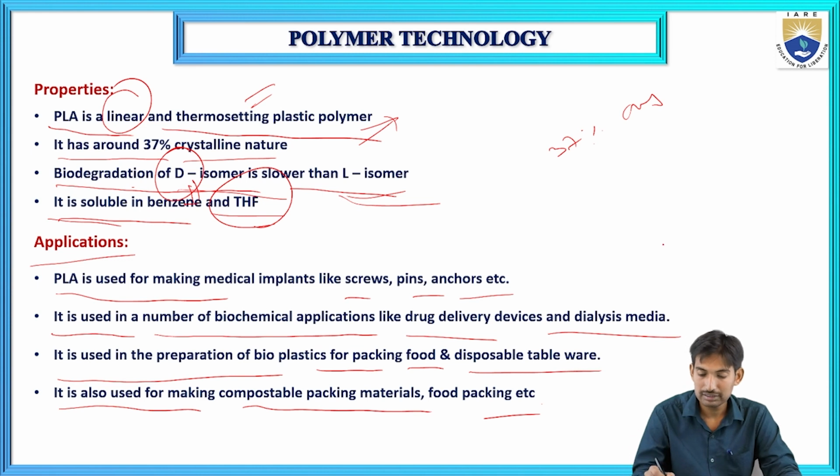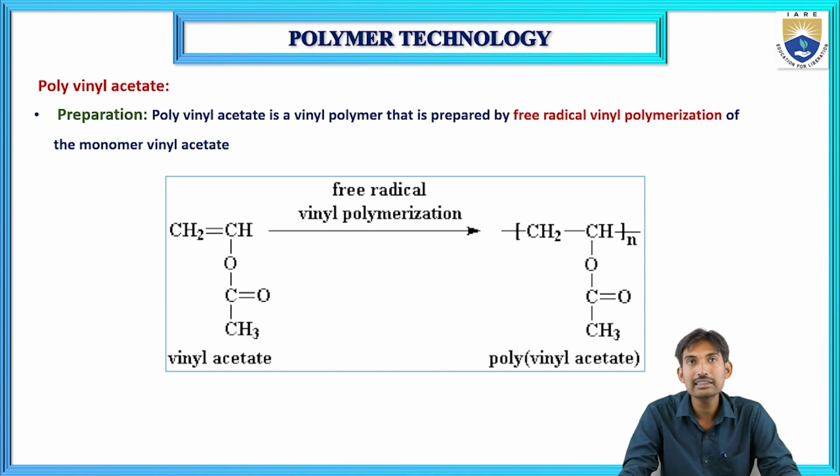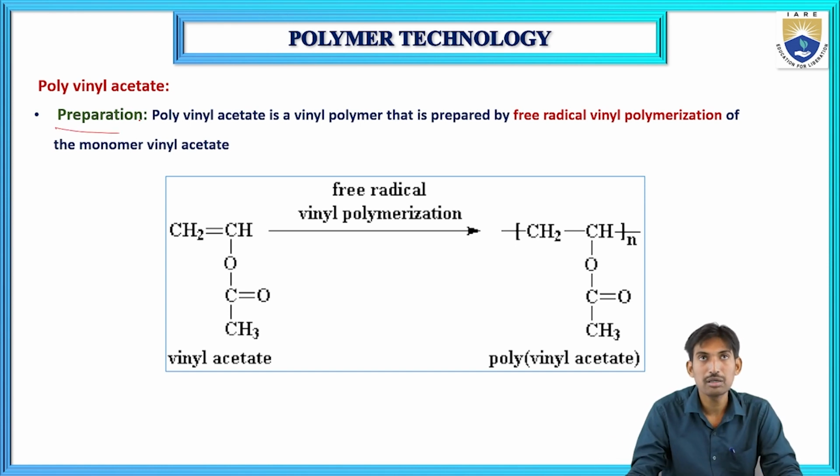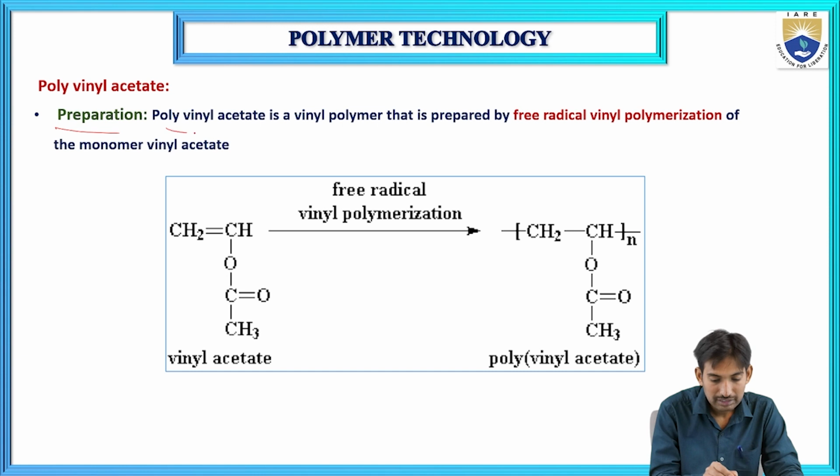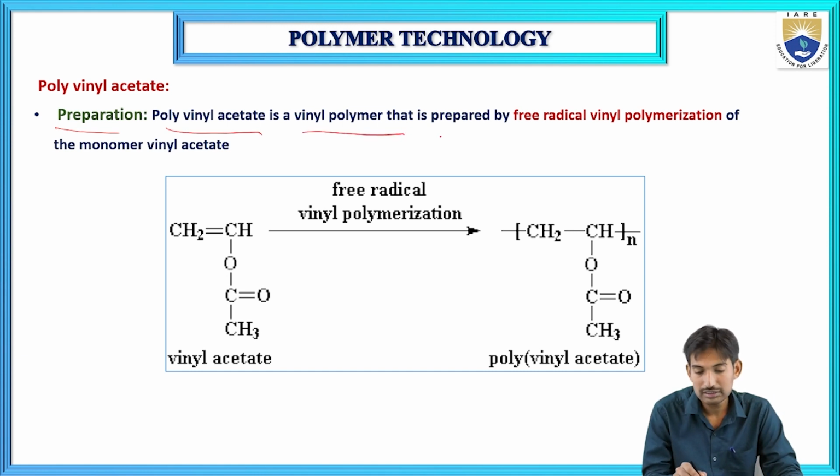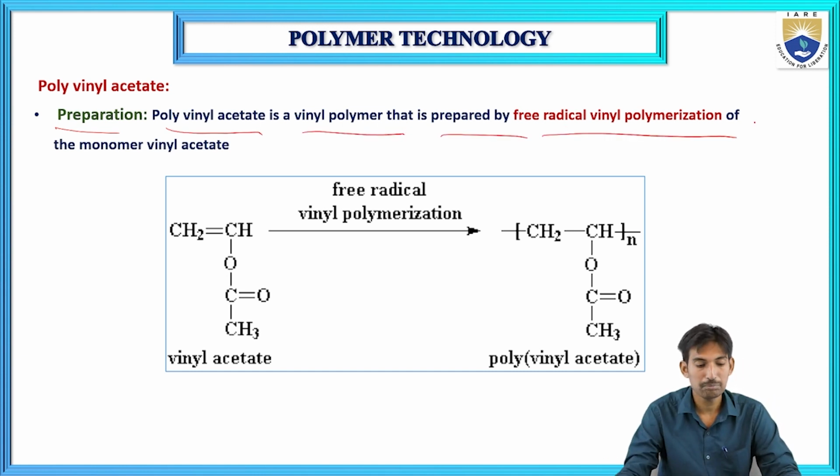These are the applications of polylactic acid. The next example is polyvinyl acetate, which is another example of a biodegradable polymer. Let's see how we can prepare polyvinyl acetate. Polyvinyl acetate is a vinyl polymer that is prepared by free radical vinyl polymerization.